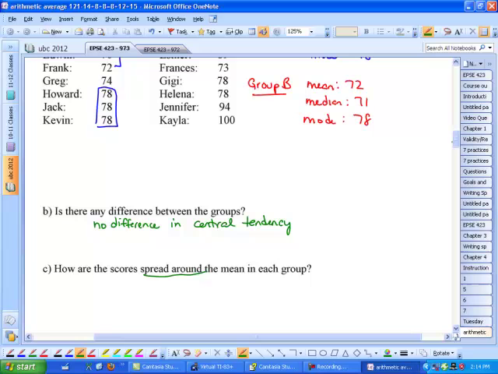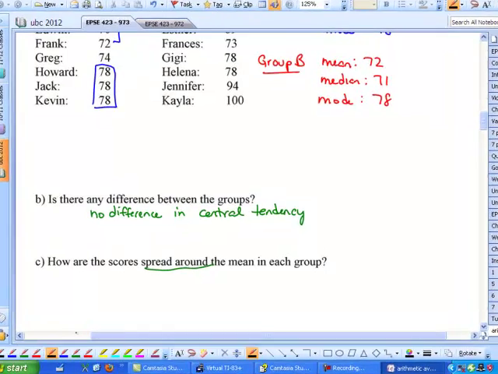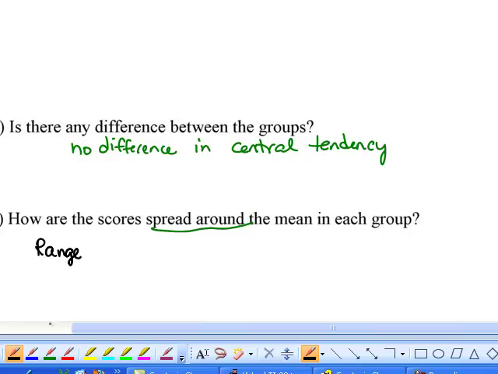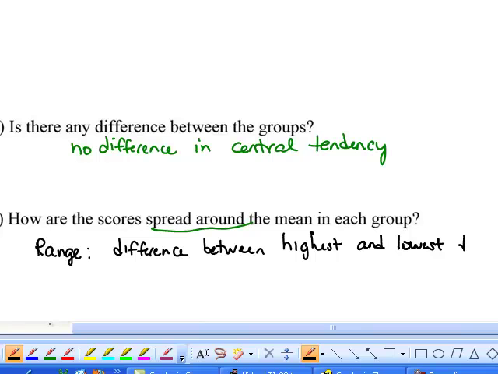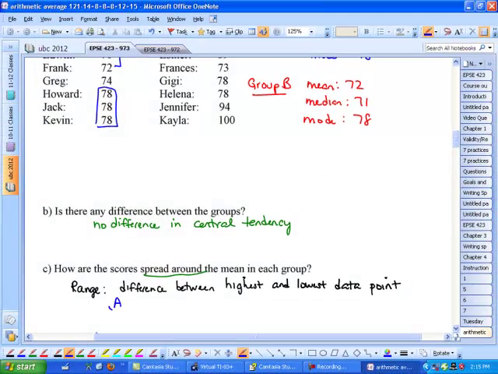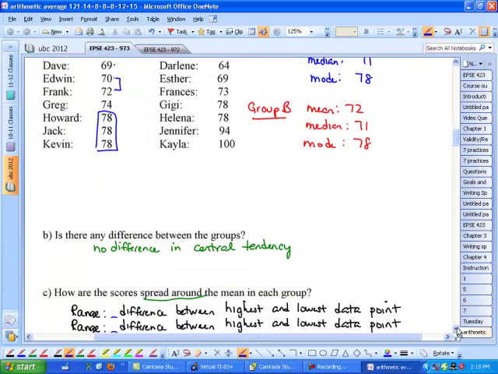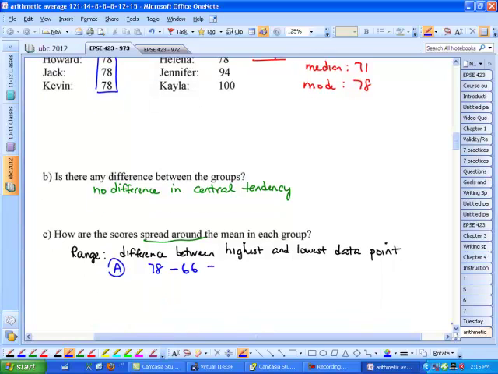Well, there's a few things we can use. There's one terminology called the range. And the range is really the difference between the highest and lowest score in each group. So the lowest data point. And so we can use that to help us describe the spread. In group A, the largest one was 78, and the smallest one was 66. So we'll subtract that, and the range is 12.